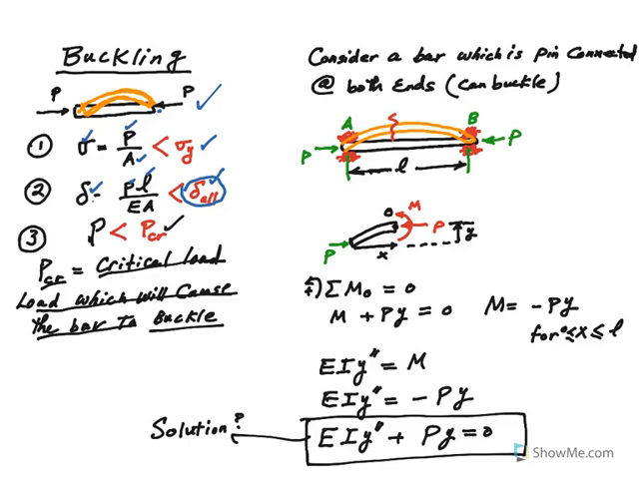Let me just erase this and get started on the derivation. So let's consider a bar that is pin connected. By pin connected, I mean kind of like a roller connection at A and B. So the ends are free to buckle due to this compressive load that we have applied at both ends. What's important is that the deflection is 0 at A and the deflection is 0 at B. So that's what I mean by pin connected, but it's allowed to buckle.